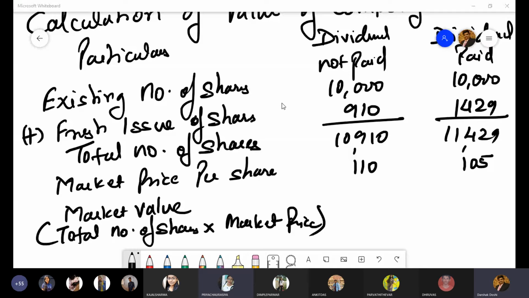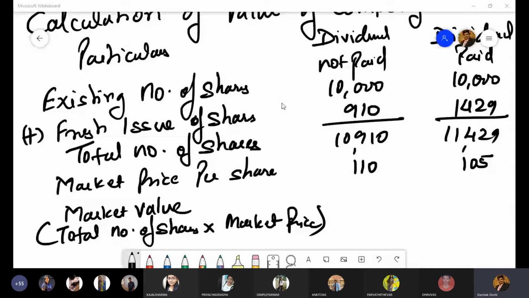So for the first column, it is 12 lakh 100 rupees. Ten thousand into 910, you should get an answer of 12 lakh and 100 rupees, and 11,429 into 110, sorry, 105, you should get an answer of 12 lakh 45 rupees. Yes.